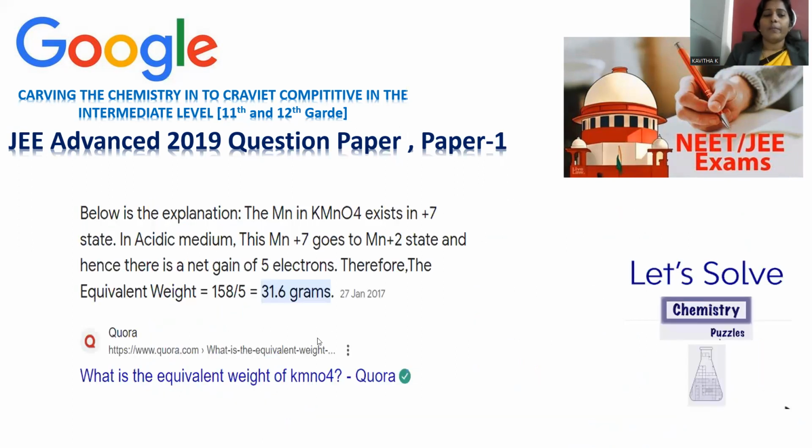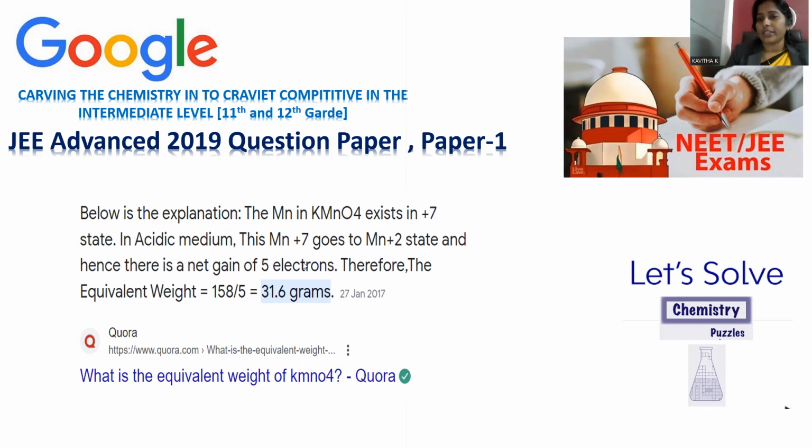Move on to the second compound. The second compound is KMnO4, potassium permanganate. In potassium permanganate, manganese has oxidation state +7. The oxidation state of the central manganese is taken as +7. But under acidic conditions, manganese +7 will be converted into manganese +2. If +7 is converted into +2, what difference can you notice? 5 electrons will be transferred.